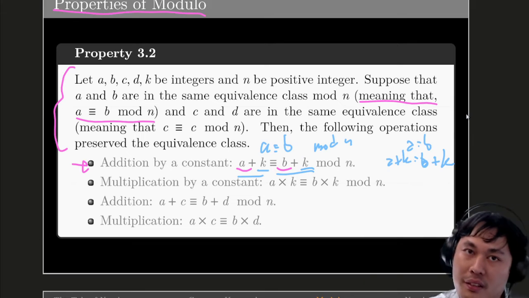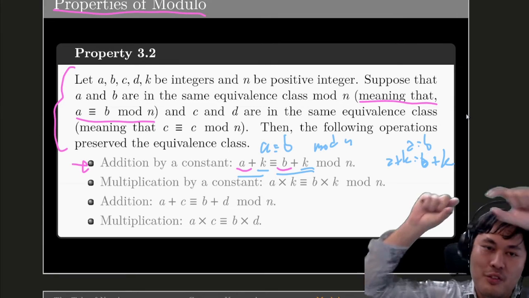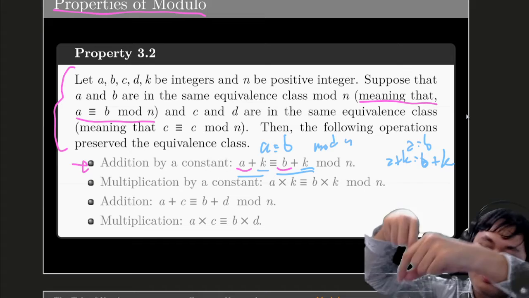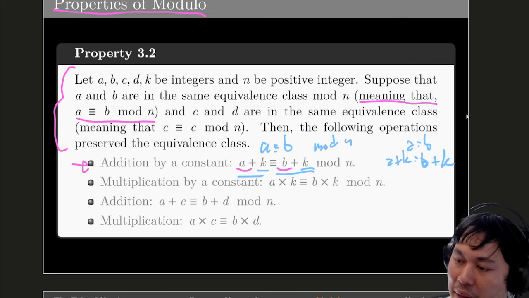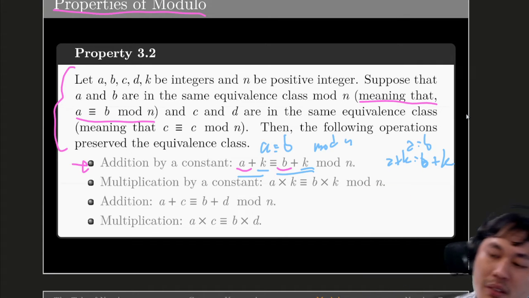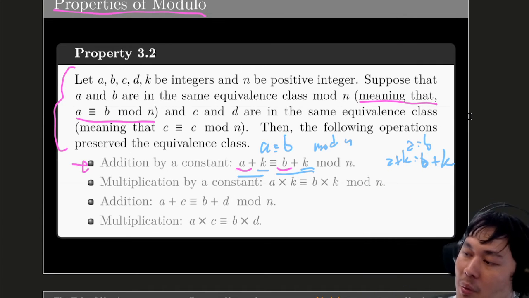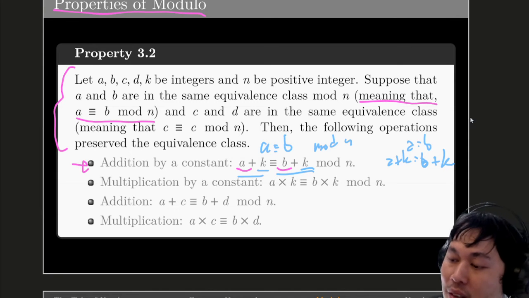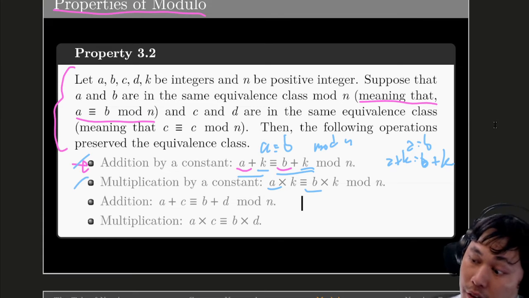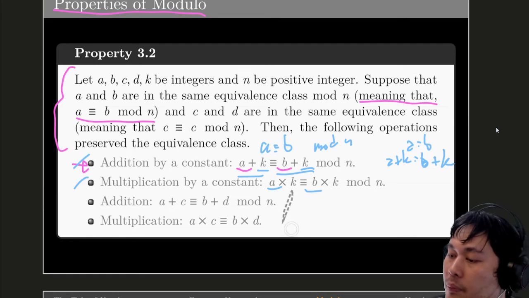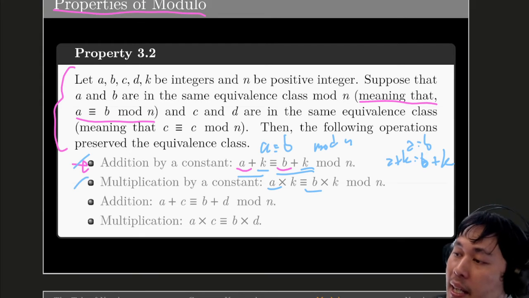And that can be easily seen as, if you and your friend are at the same place and you both move around the clock, around the circle by the same amount, then you both should still end up in the same place. So addition works as usual. Multiplication also works as usual. It is slightly more difficult to see. A times k is equivalent to B times k. We'll see in a moment how to apply that.